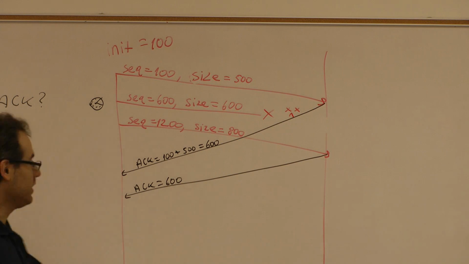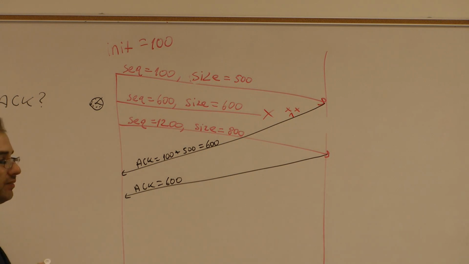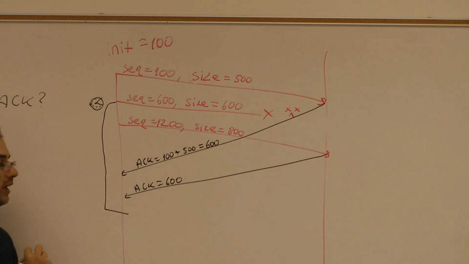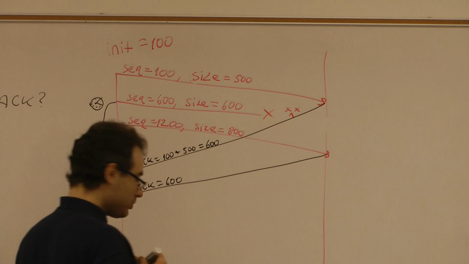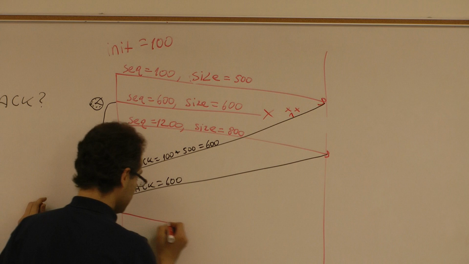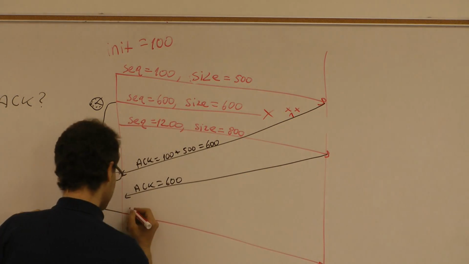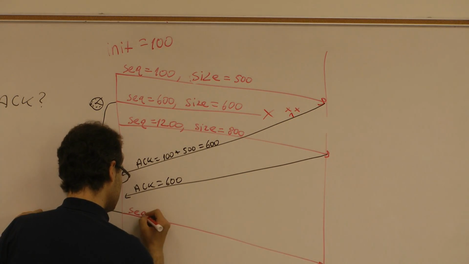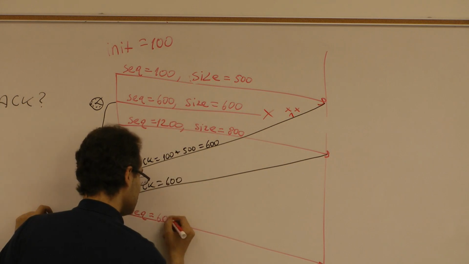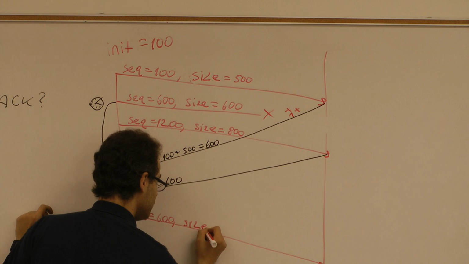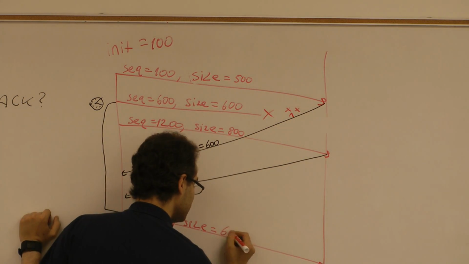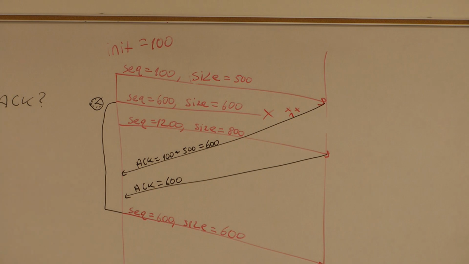And what's going to happen eventually? The timer will time out. Tick tock, tick tock. Let's say it times out right here. And the sender is going to resend the packet whose sequence number is 600 and whose size is also 600. So he resends that packet.